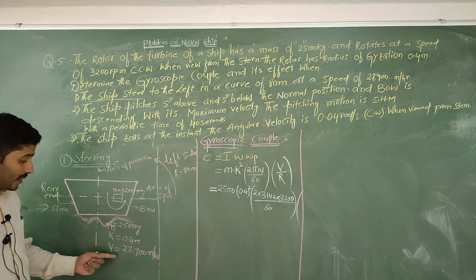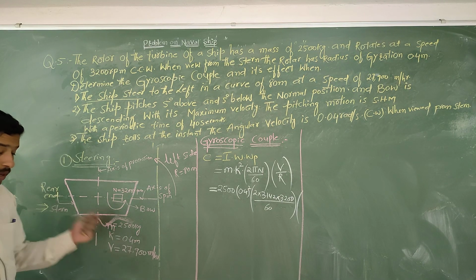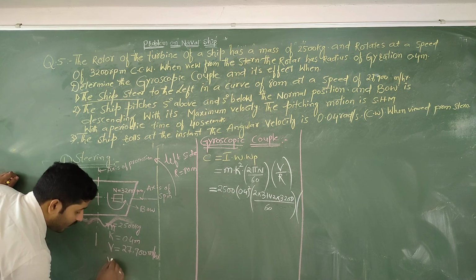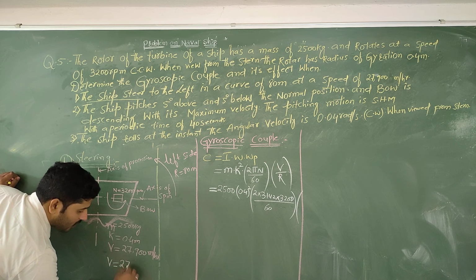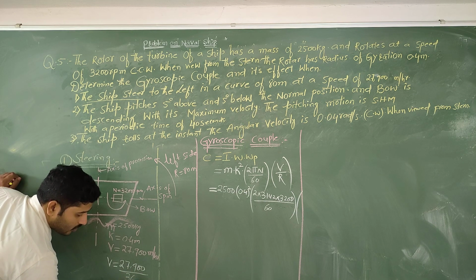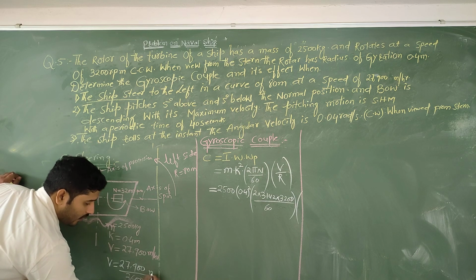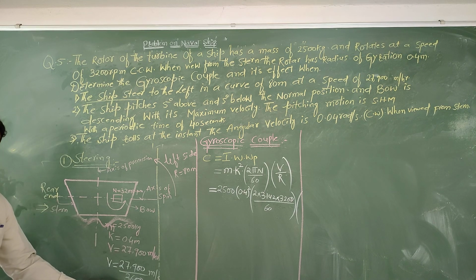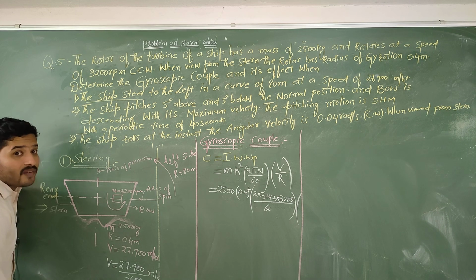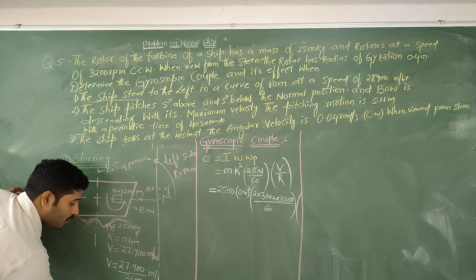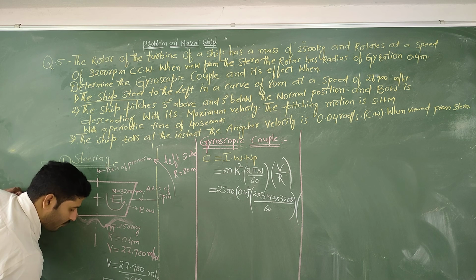The speed is given as 27,900 meter per hour. But our intention is to convert it into meter per second. Then we can convert V equal to 27,900 by 3,600. If you divide with the help of a calculator, you will get the answer 7.75 meter per second, that is the value of V.